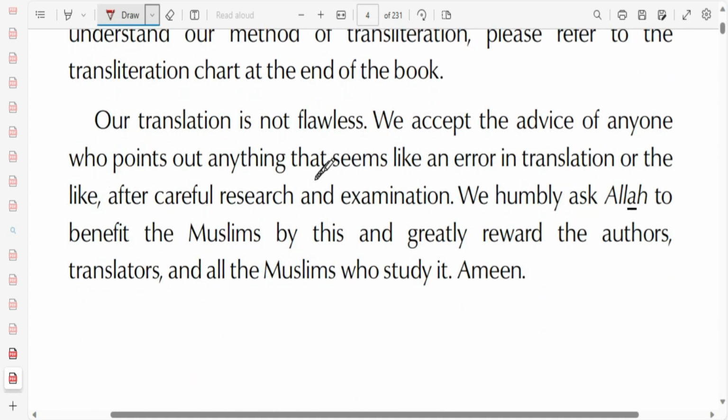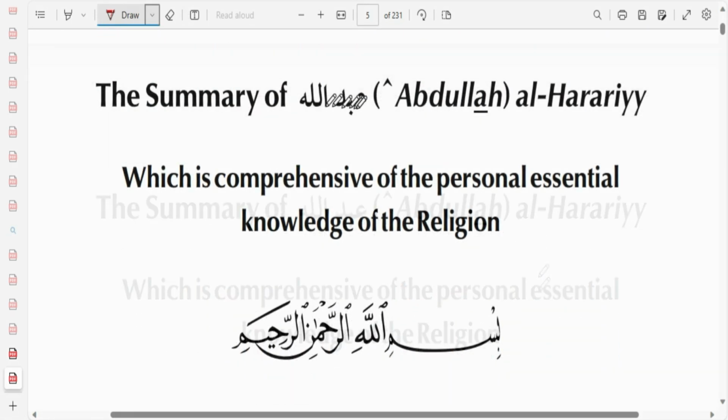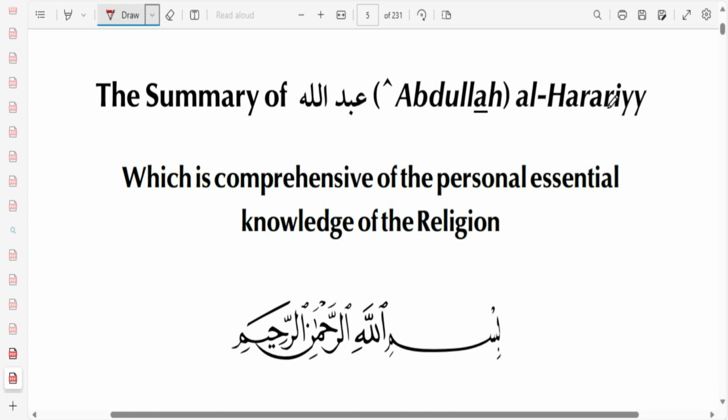Our translation is not flawless. We accept the advice of anyone who points out anything that seems like an error in translation or the like after careful research and examination. We humbly ask Allah to benefit the Muslims by this and greatly reward the authors, translators, and all the Muslims who study it. Amin. The summary of Abdullah Al-Harari, which is comprehensive of the personal essential knowledge of the religion.